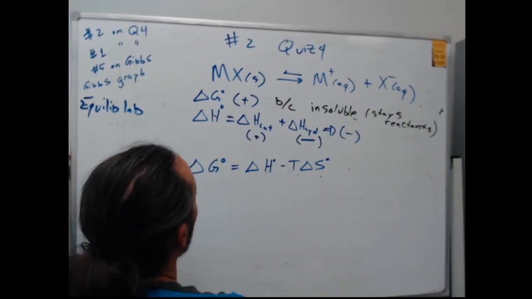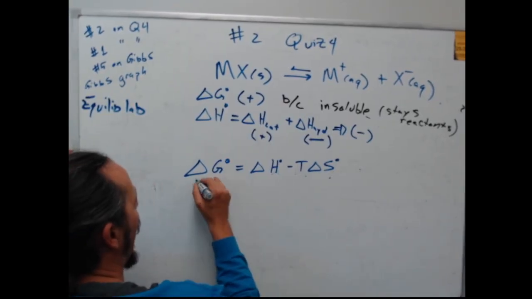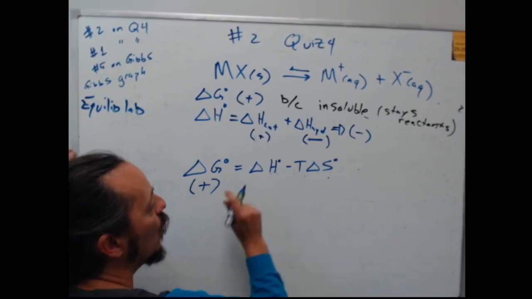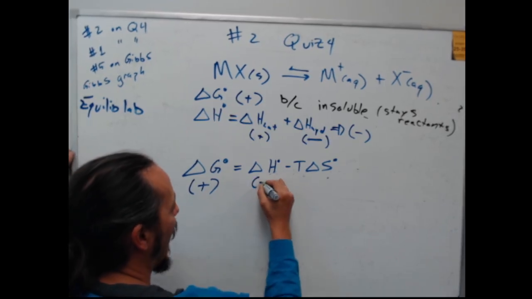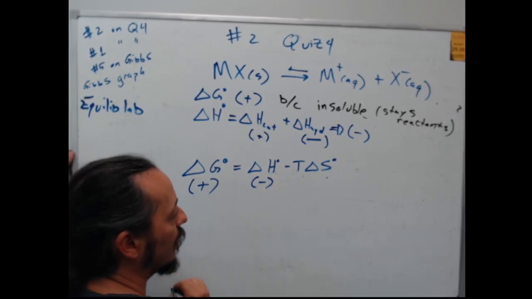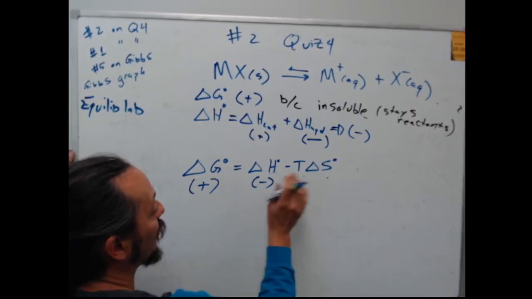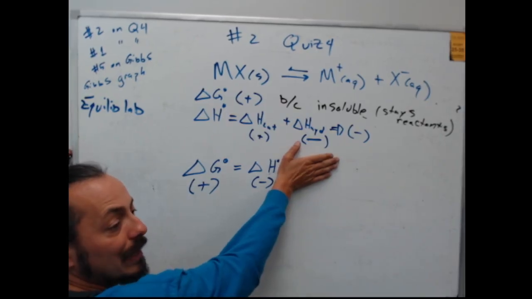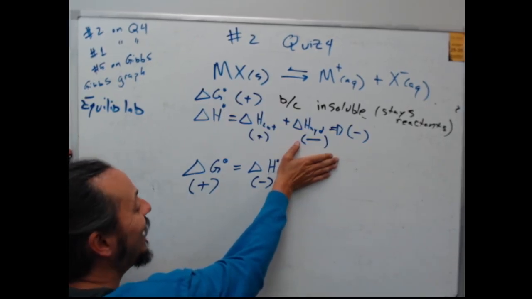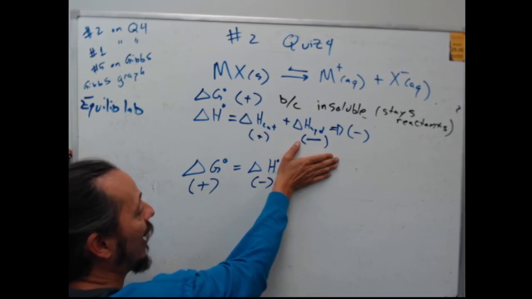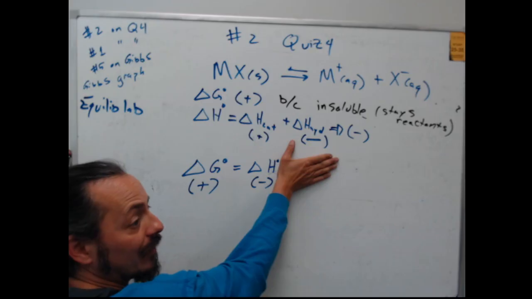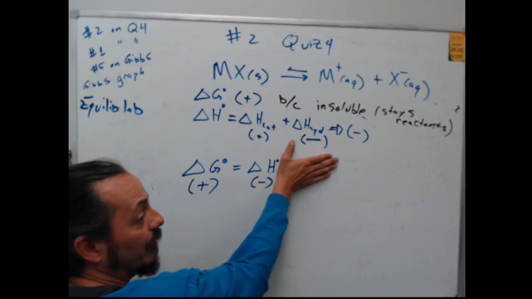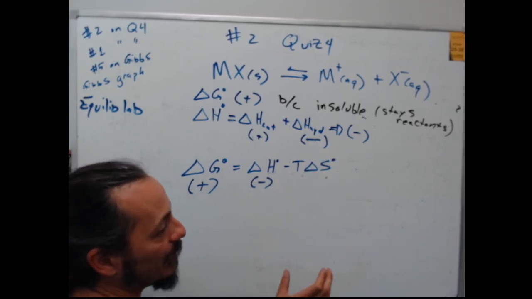Okay, so we know that delta G has to be positive. We know that delta H has to be negative. Now, the only way that this is possible, right? If T delta S didn't exist, we've got an impossible situation. So I need to add something that's bigger than delta H to this. So I've got a minus T delta S. How am I going to make that addition?